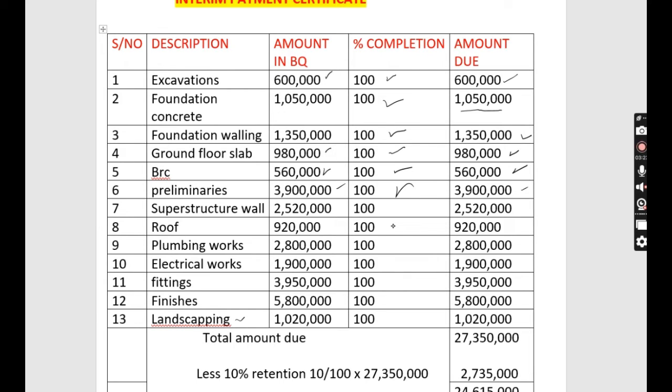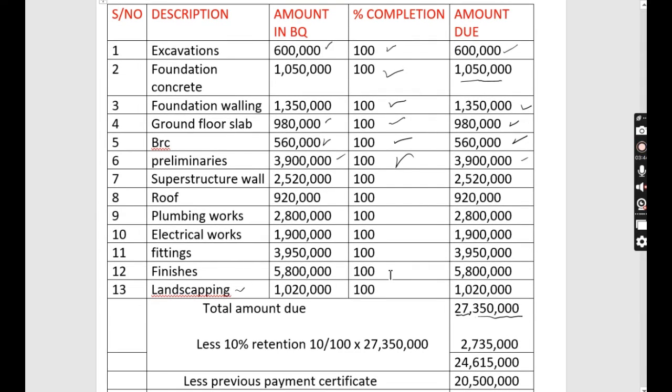So we are going to add from 600,000 from the first item up to item number 13, which is 1,020,000. We get a total of 27,350,000. So that is the amount due. Now, from the amount due, we retain 10%. Remember what we said? For every payment certificate, retain 10%. This acts as a security for you as a client. In case of anything and the contractor doesn't want to come back, at least you have 10% somewhere.